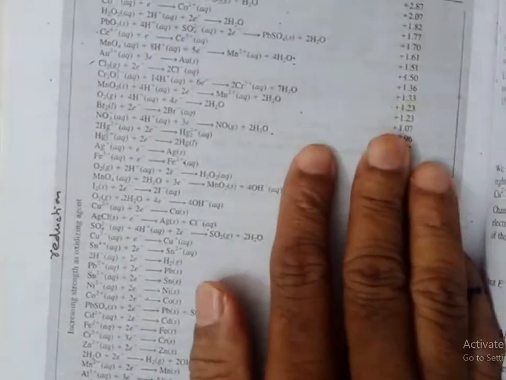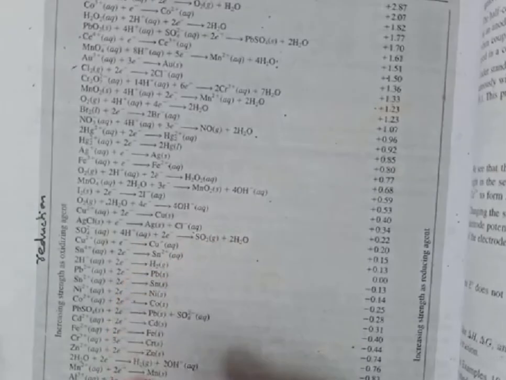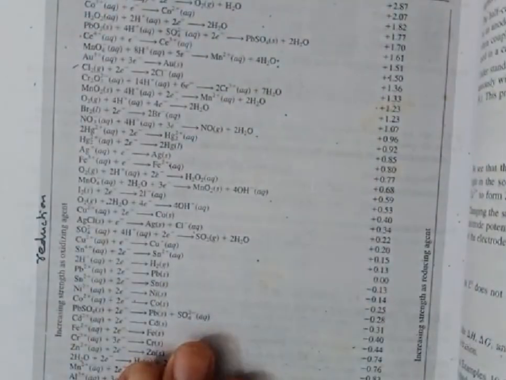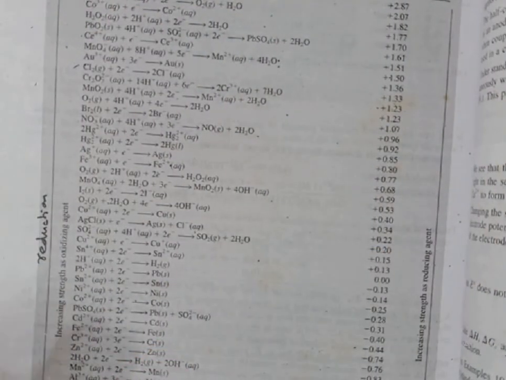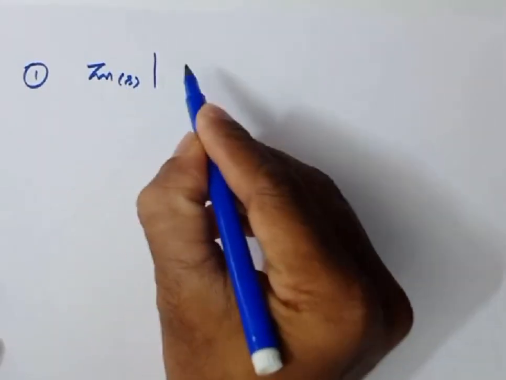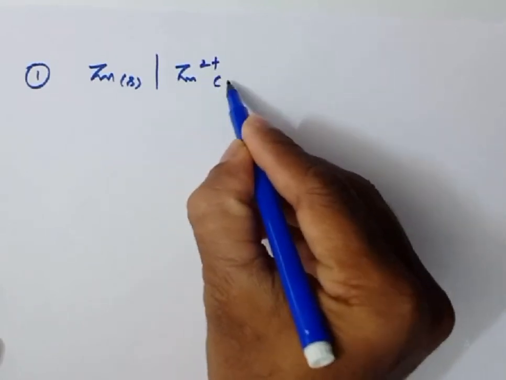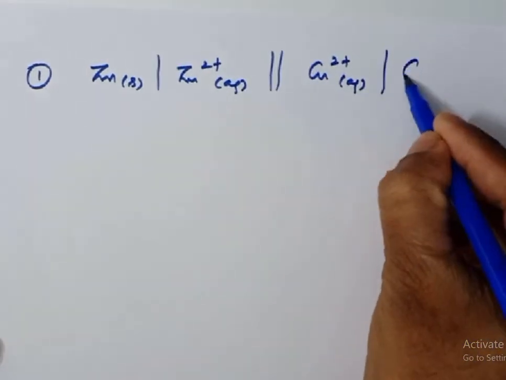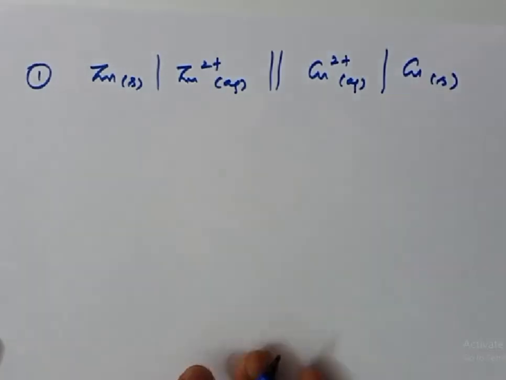In this table, the standard reduction potentials for zinc, copper and many other electrodes are available here. So I'm going to choose values from this table and show you how to calculate the standard cell potential for the Daniell cell. I'll take this one first. Number 1, students, observe carefully. Solid zinc is immersed in aqueous zinc ion solution, and a copper rod is immersed in cupric ion solution. This is the Daniell cell. You know very well.